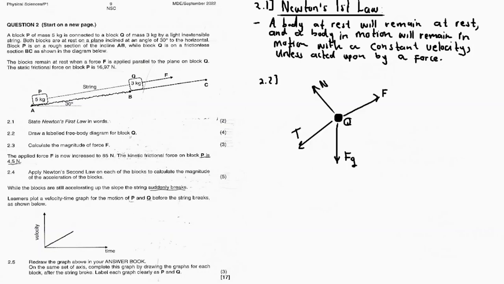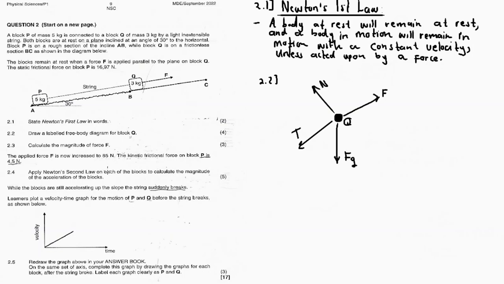2.2, free body diagram for block Q. So this is the free body diagram for block Q. For the first 2 questions, I expect you to collect your marks here. Stating a law, free body diagrams, these are free marks, man. Free marks. So for block Q, the free body diagram is worth 4 marks.